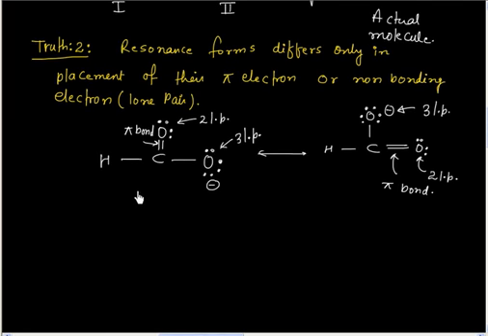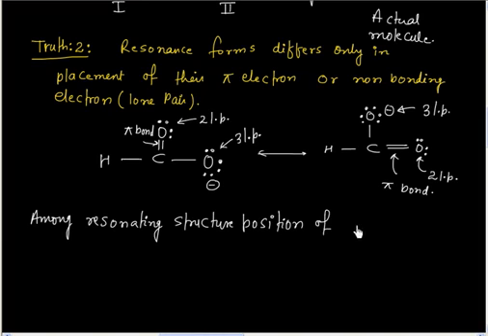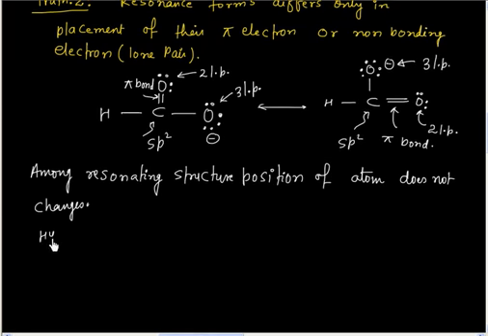In resonating structures, the position of atoms does not change. You have hydrogen, carbon, oxygen, hydrogen, carbon, oxygen, and then one oxygen on this side attached to the carbon. The hybridization of atoms also does not change. If you see, this carbon is sp2 hybridized. Here also this carbon is sp2 hybridized. This means the hybridization of atoms does not change.